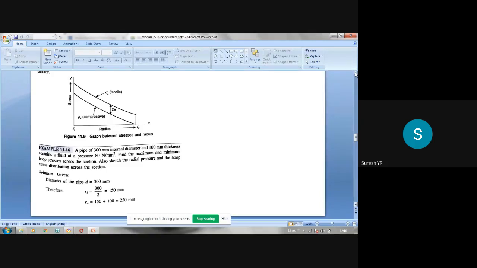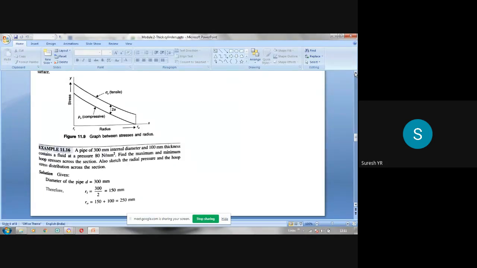So they may ask for the stress distribution across the section. In some books, they call this radial pressure radial stress also, so don't worry. Only thing is pressure is an external effect, stress is an internal effect, so numerically those values will be equal. Whether it is stress or pressure, you need not worry about that. The units are the same, Newton per mm square.